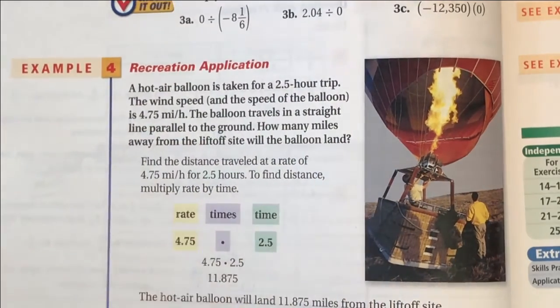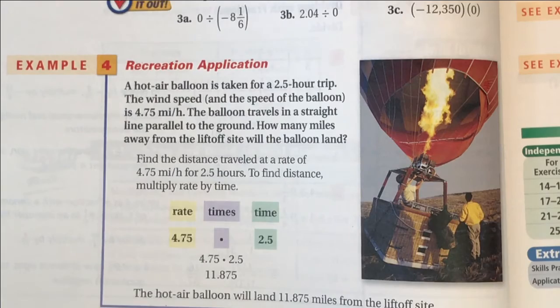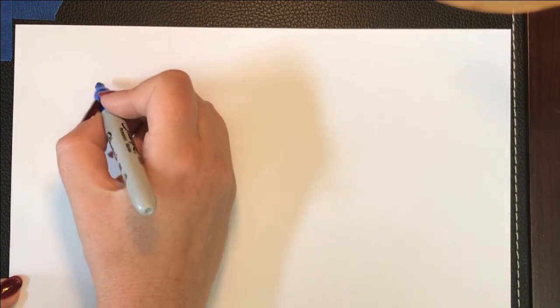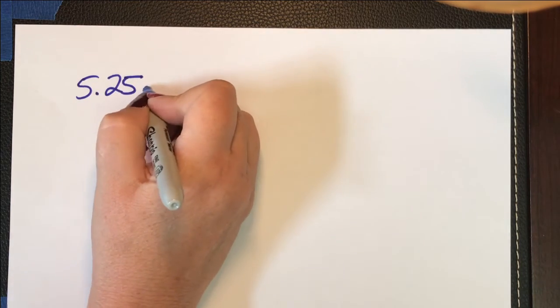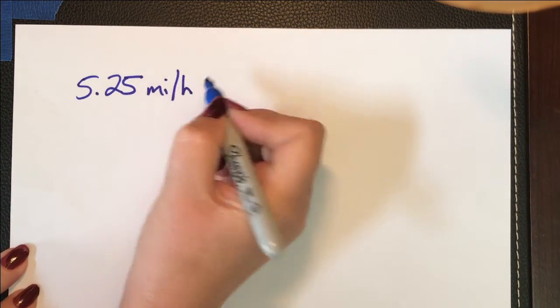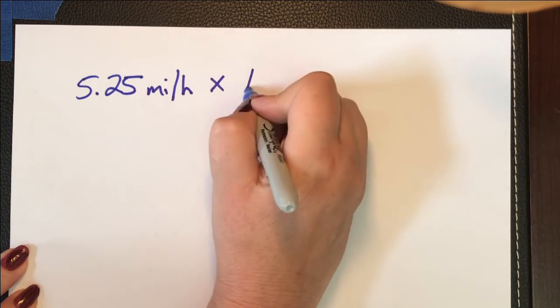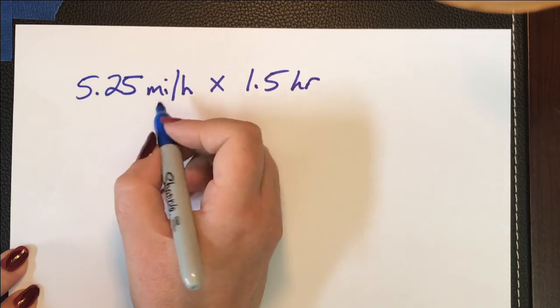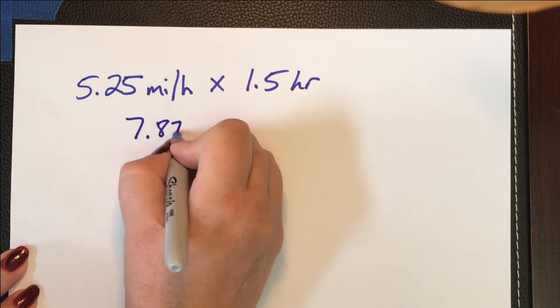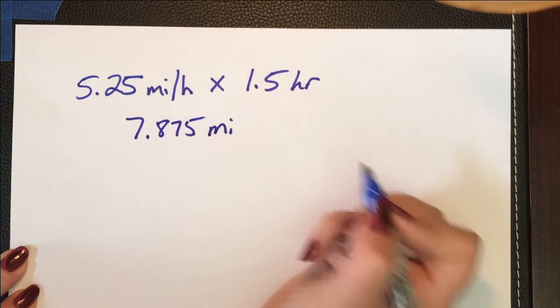So apply what you know here to check it out, pause the video, and come back when you're done. And this is a straightforward word problem. We have 5.25 miles per hour, and we do this times 1.5 hours, and when we multiply these two together, we end up with 7.875 miles.